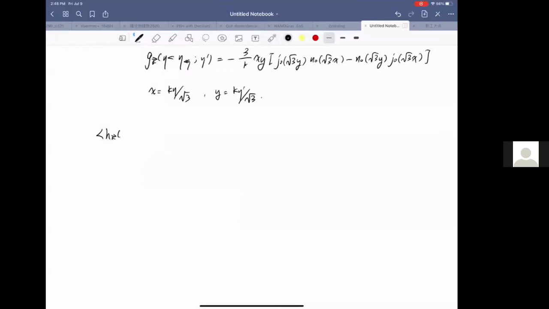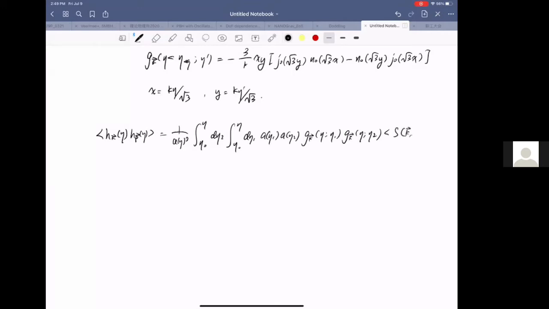So h_k(eta) h_p(eta) is a squared, integral d eta_1 d eta_2, Green function of eta and eta_1, Green function of eta and eta_2, times the 2-point function of the source term.